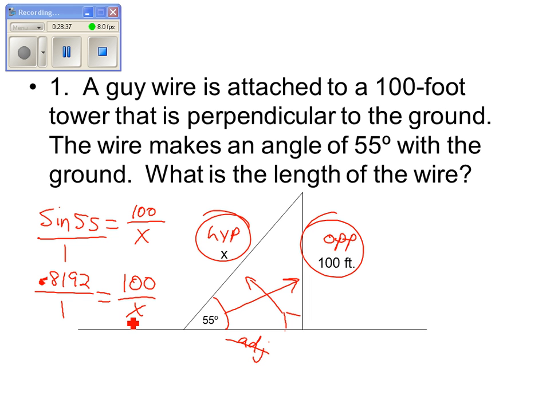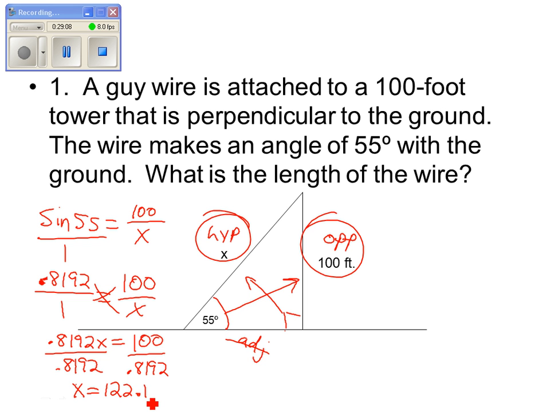We cross multiply. You get 0.8192x equals 1 times 100 is just 100. Divide both sides by 0.8192 to get x by itself. So 100 divided by 0.8192, and I end up with about 122.1. And our units were feet. So the wire is about 122 feet long.